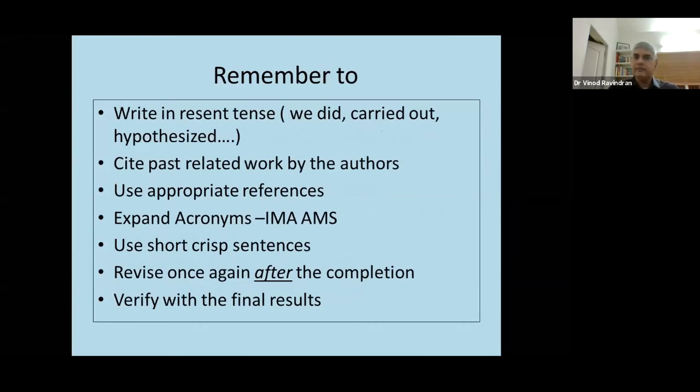When writing the introduction, it is important to remember that it should be in the past tense. We did, we carried out, we hypothesized, because the study has been done. If you look at research manuscripts, they are all in past tense. Very few things will be in the future, such as when you say we have planned or we are going to do; that will come at the very end of the discussion if you really plan to do something like that.